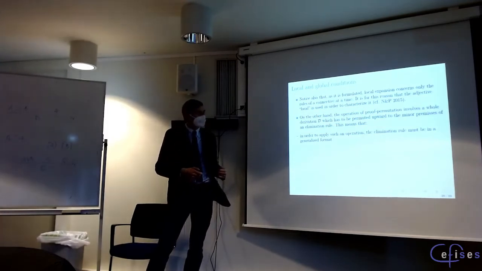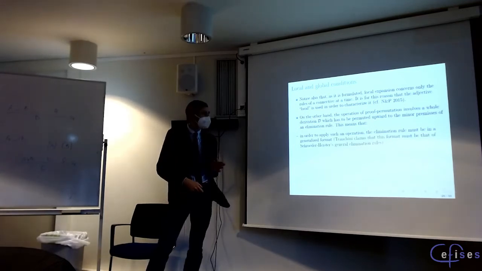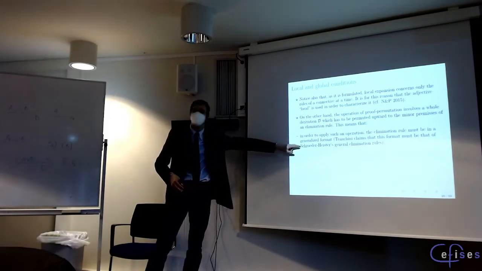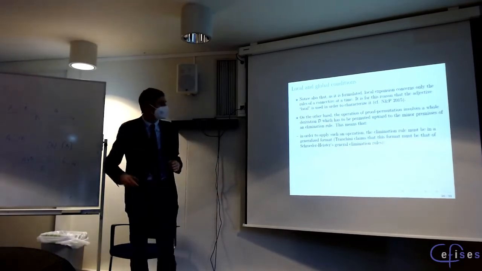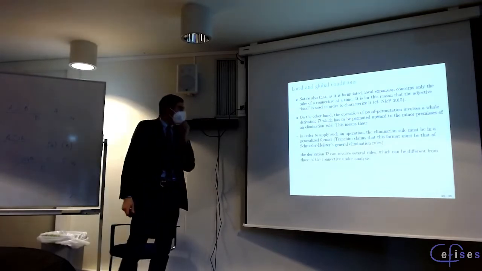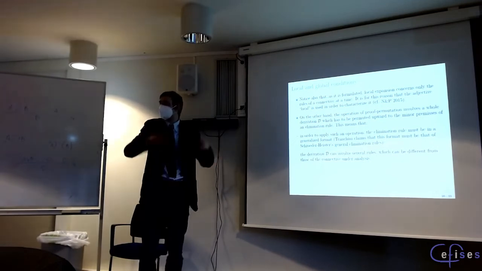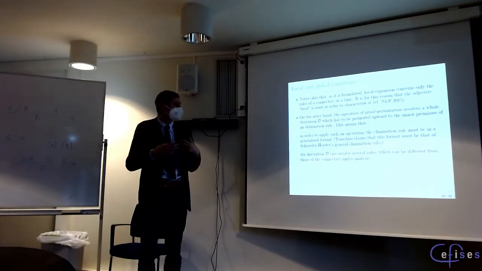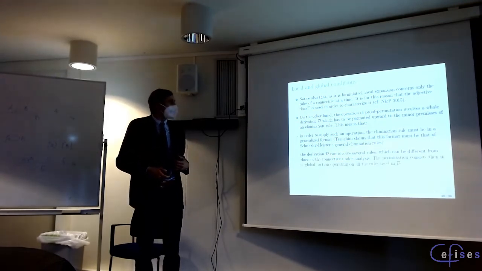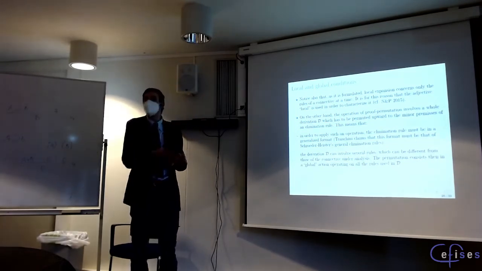Now, Read has his own way of conceiving what is a general elimination rule. Tranchini has another one, that is the one taken from Peter Schroeder-Heister. And the two accounts are not exactly the same. We can discuss it later if you want some details. The other point is that the derivation can involve several rules, because it's a derivation, you can have many things inside, which can be different from those of the connective under analysis. And the permutation consists then in a global action operating on all the rules used in D.